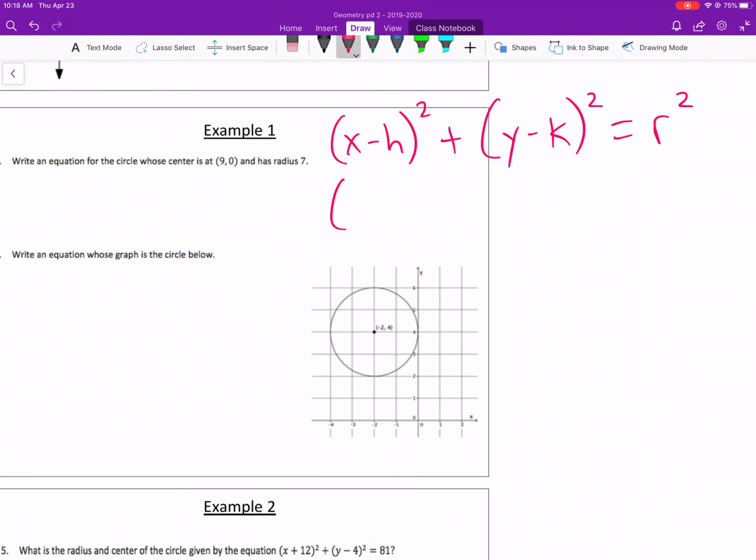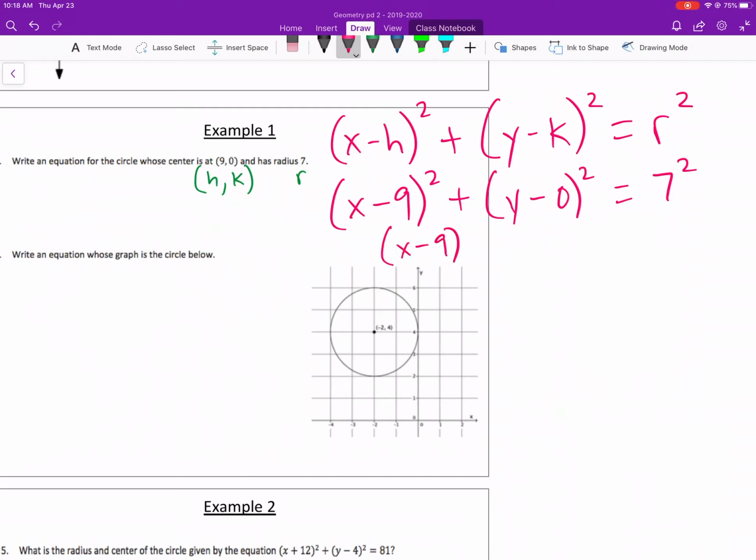So this would be (x minus 9) squared, because remember, this is (h, k). And this is the radius. So (x minus 9) squared plus (y minus 0) squared is equal to 7 squared. Now there's actually two things that can simplify here. (x minus 9) squared does not, but y minus 0, anything minus 0 is just itself. So this would be plus just y squared flat out.